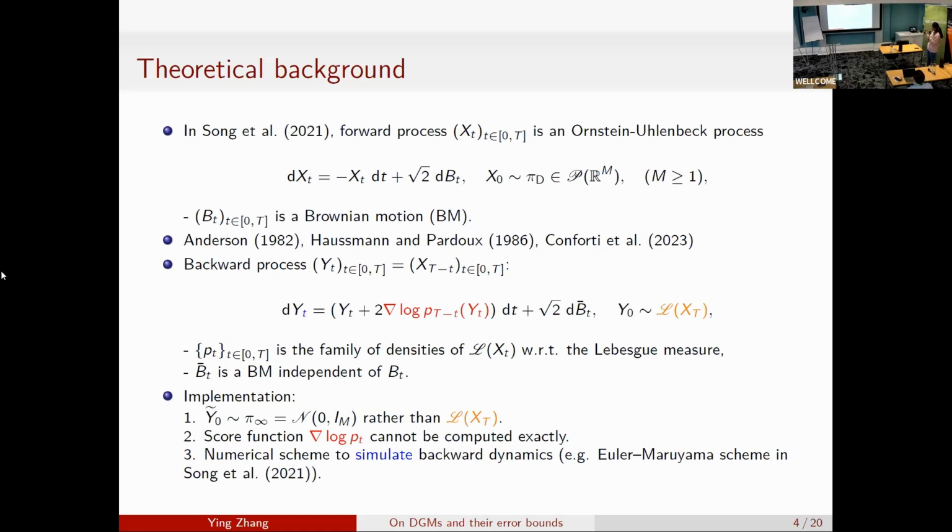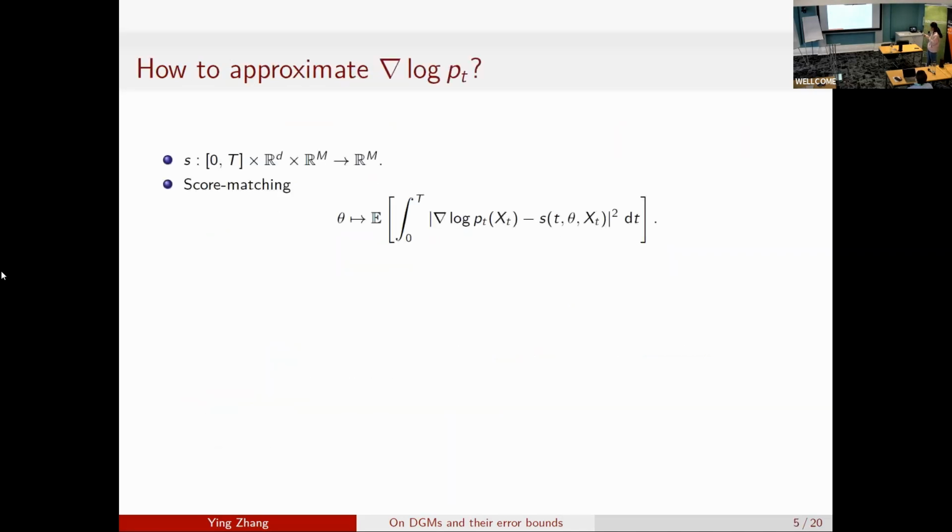So I'm going to talk about the optimization procedure and then the sampling procedure, and then we will see a motivating example that links these two procedures. So the question is, how do we approximate the score function? Here we denote by S the approximating function, and we consider this type of score matching, that is to minimize in theta this objective function. Basically, it's an L2 error between the true score function and the approximating function S.